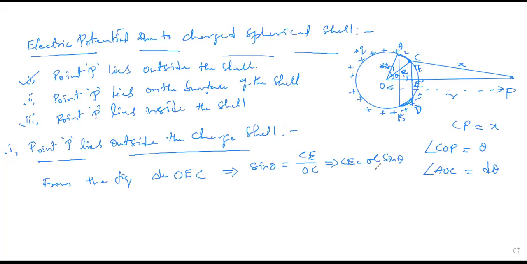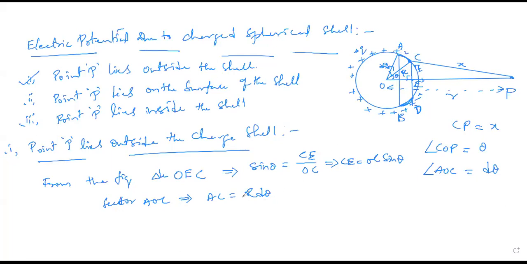So CE is equal to OC sine theta, we got this from the right angle triangle OEC. Now, from the same figure, I am taking the sector AOC. From this sector, AC can be written as R d theta, where OC is R, the radius. If you take this as the sector, then AC should be written as R d theta.